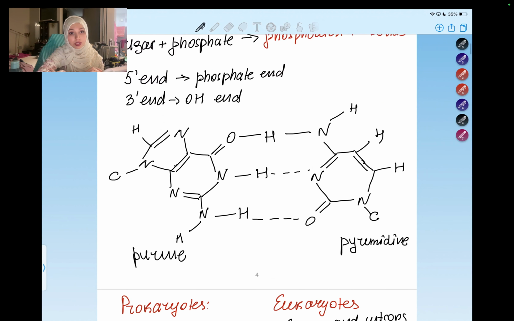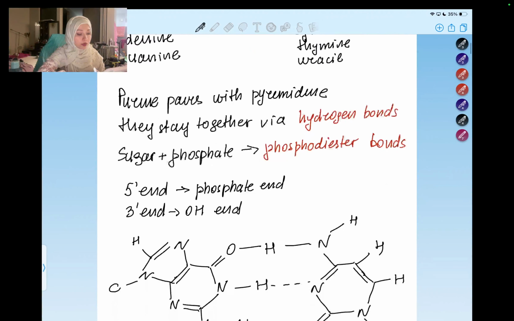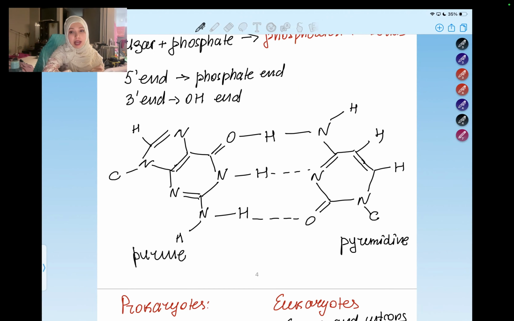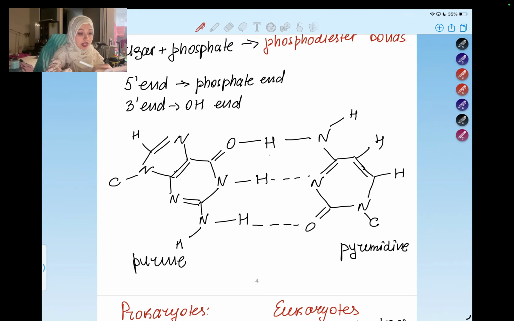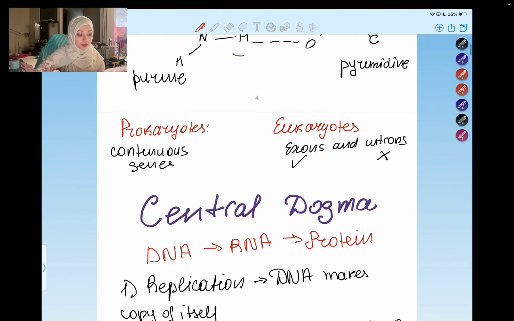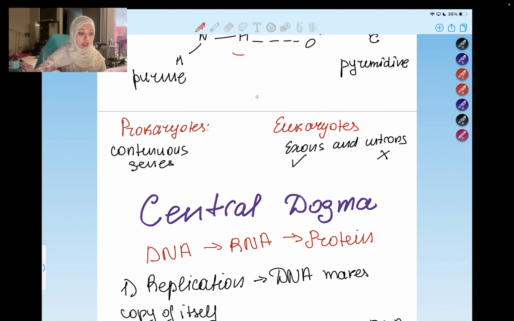You can see here, as we've mentioned, the purine is the bigger one and the pyrimidine is the smaller one, and they are attached by hydrogen bonds. And on the 5 end we usually have a phosphate, and on the 3 end we usually have an OH. And prokaryotes have continuous genes, but eukaryotes have exons and introns. I'm going to explain further what exon and intron are. Usually introns will be removed later.